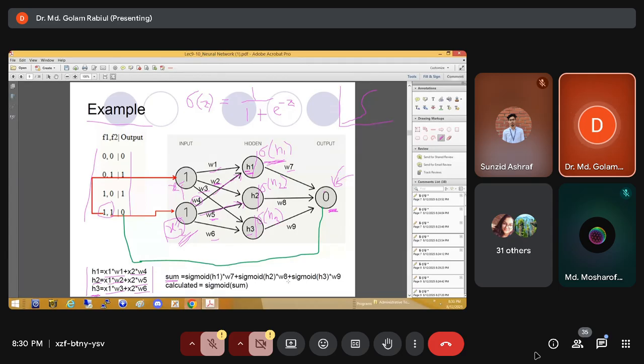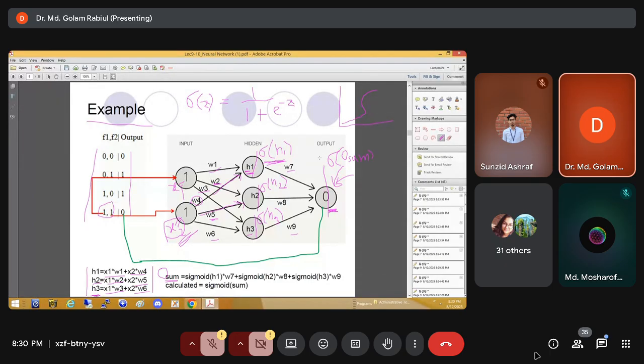Then sigmoid of H2 times W8, and sigmoid of H3 times W9. Then we will get the sum, or output sum. O sum is output sum, that means the output layer summation. Then again we have to pass the output sum through a sigmoid function, that is called sigmoid of output sum.